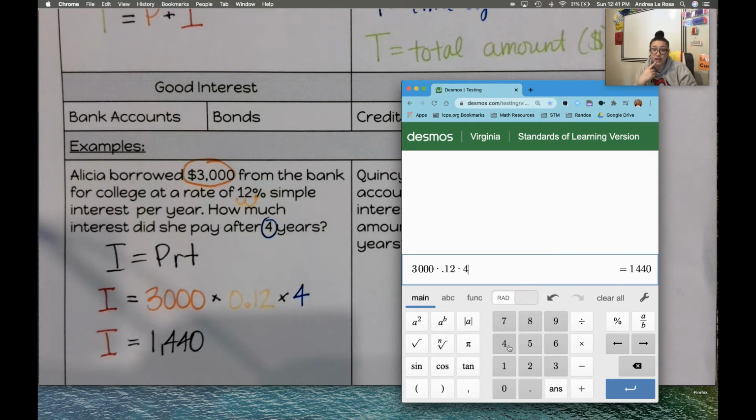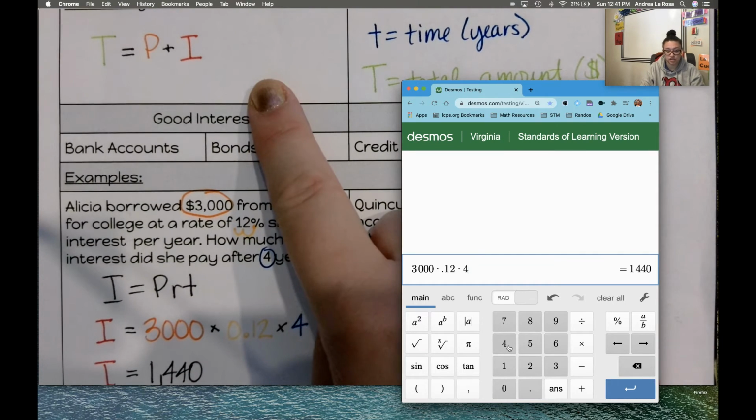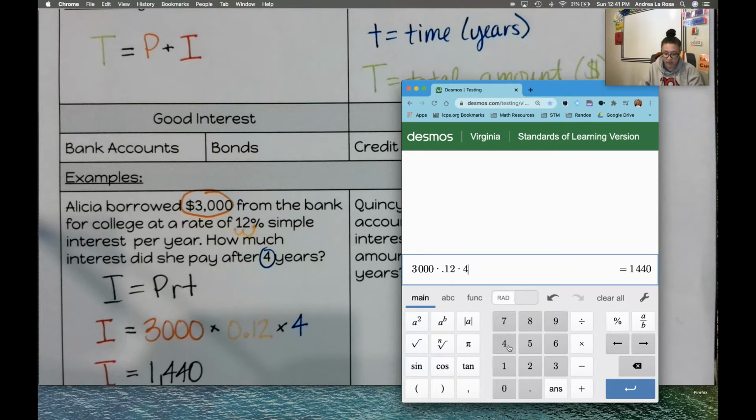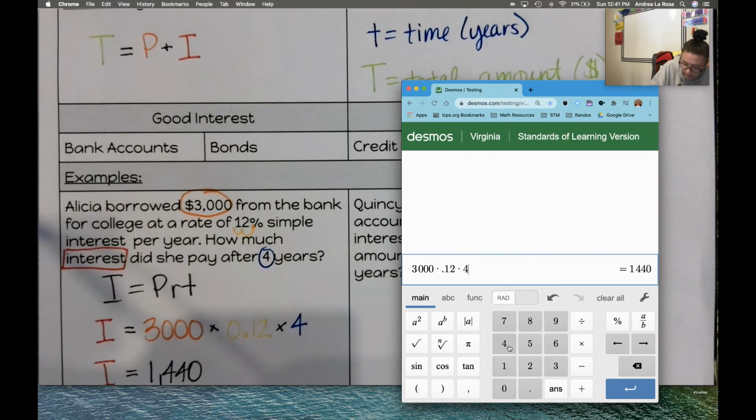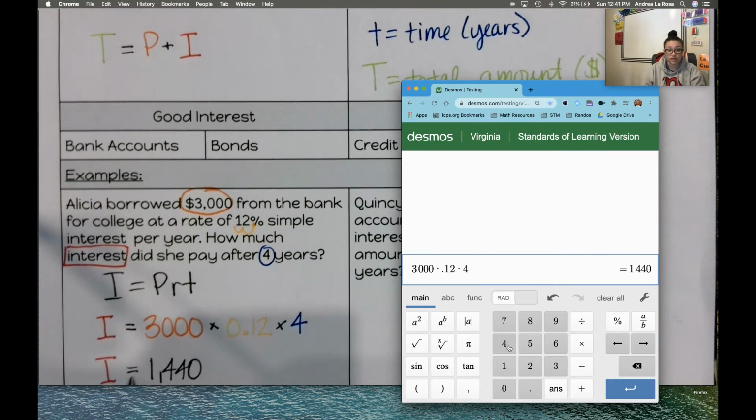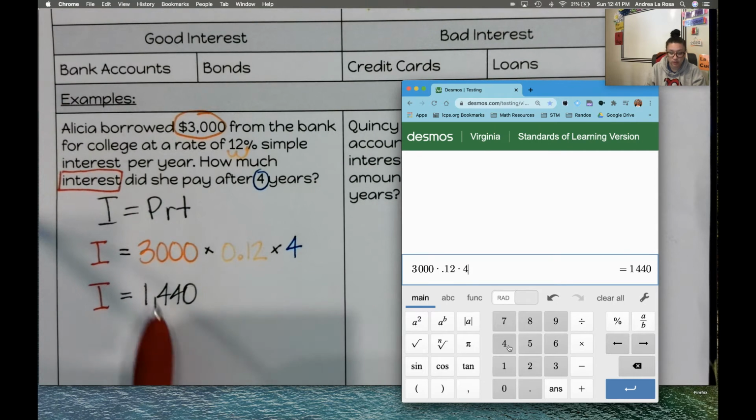Now we need to go back and read the question to see if we answered it there, or do we have to do this extra step to calculate the total amount? Let's read and see what it says. It says, how much interest did she pay after 4 years? So I'm not looking for the total amount. I only want to know the interest, which is what this formula shows.